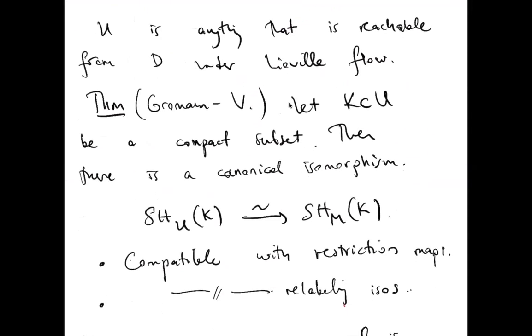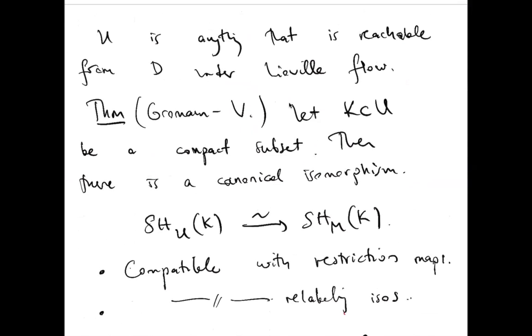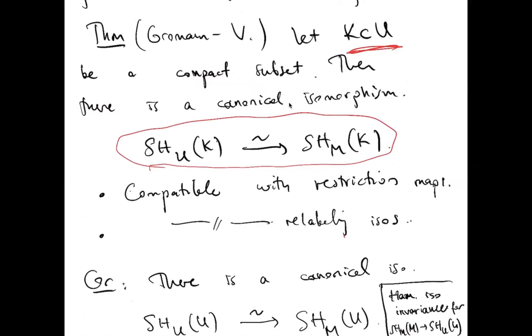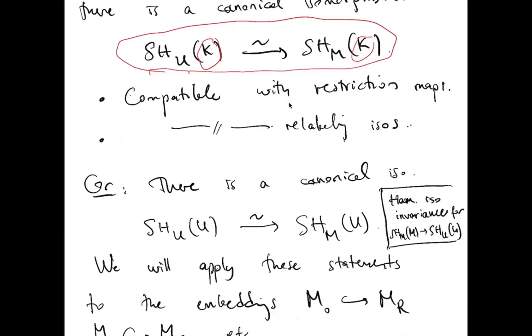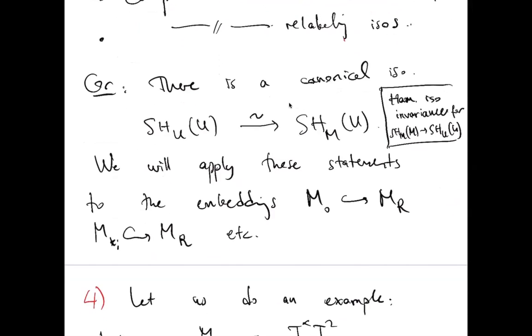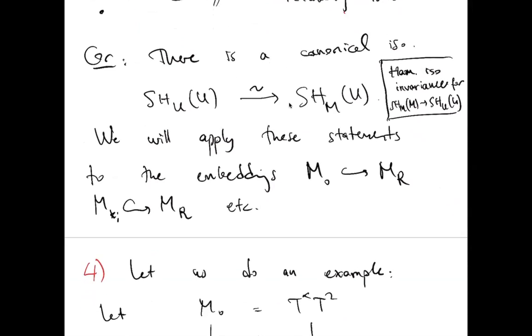Okay, so the theorem: first, if you have a compact subset that's contained in such a geometrically bounded and dissipative open subset, then there's a canonical isomorphism like this. So it doesn't matter if you compute the invariant of K as a subset of U or as a subset of N. This is the first locality result. And these maps are compatible with restriction maps. They're compatible with various maps that you have in this framework.